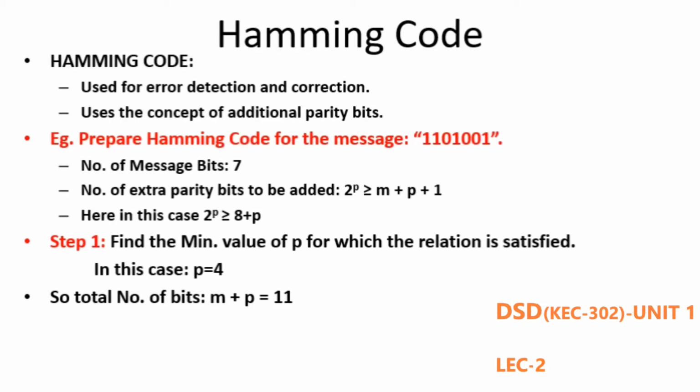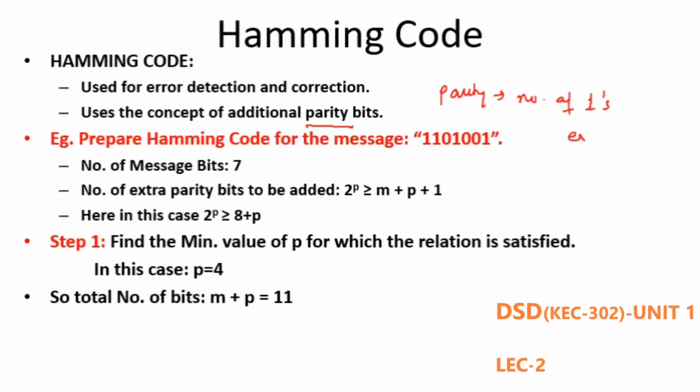So this Hamming code is used for error detection and correction purpose. It uses the concept of additional parity bits. That means if we are having a message which is having some bits, then using this Hamming code we have to add some extra parity bits in it to prepare the Hamming code. And a term is mentioned here, this parity. What is this parity? Parity means the number of ones in a message.